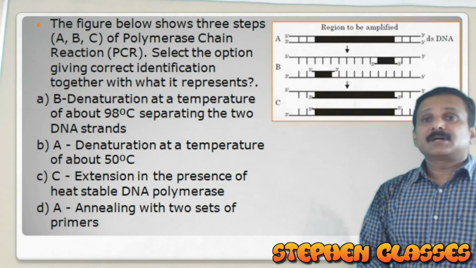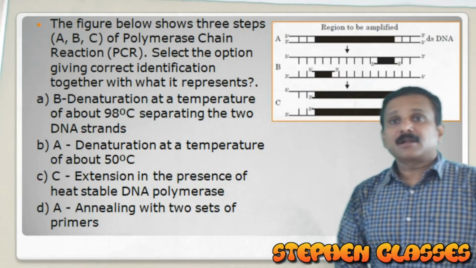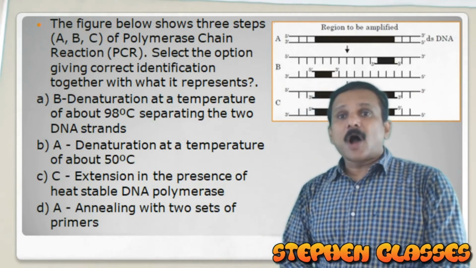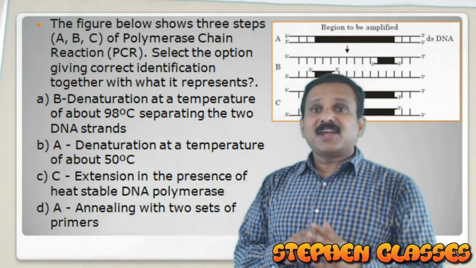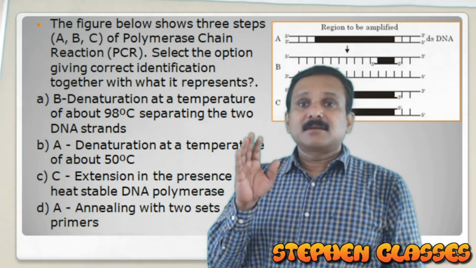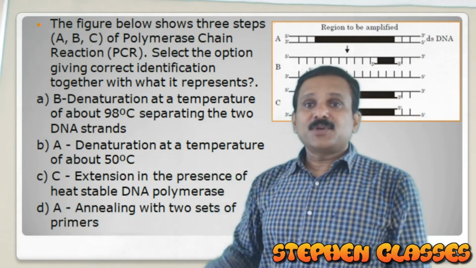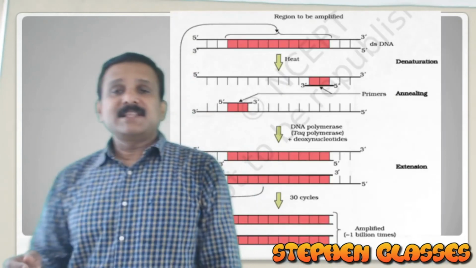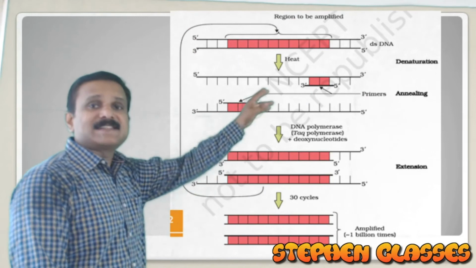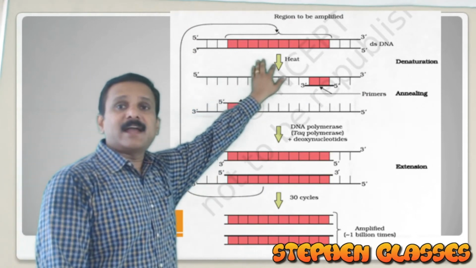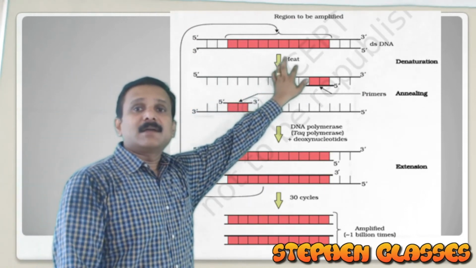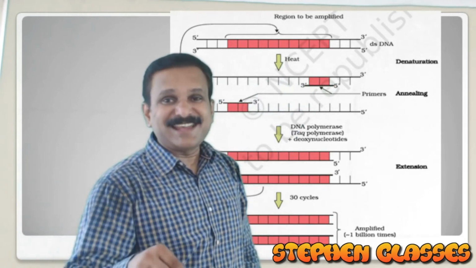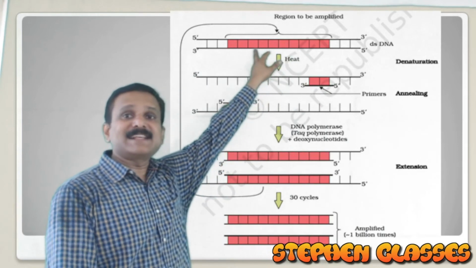It is about the PCR. The figure shown has got 3 steps A, B, C of PCR. Select the option giving a correct identification together with what it represents. So you have to identify A, B, C here. What is A, B, C here? You have the diagram. So in this diagram of PCR, you can see what is A here. A marked the denaturation, or applying heat so that the strands are getting separated.